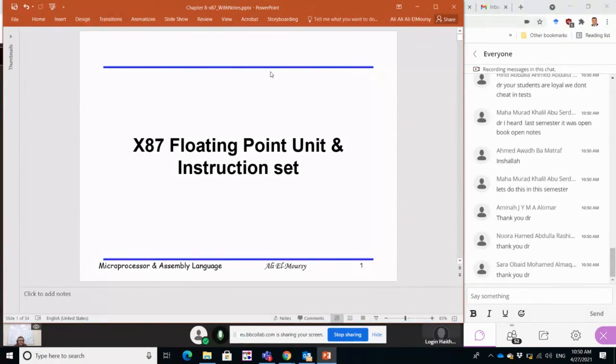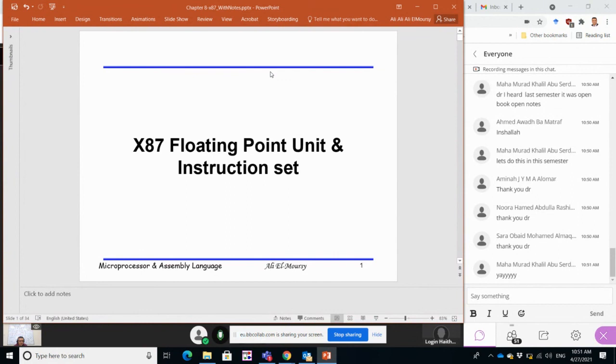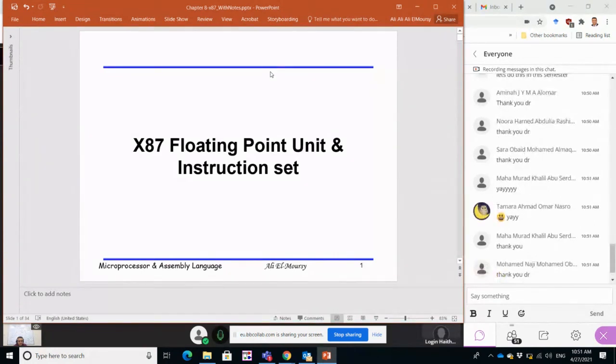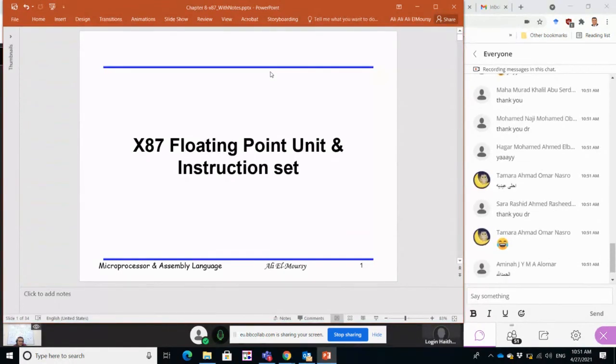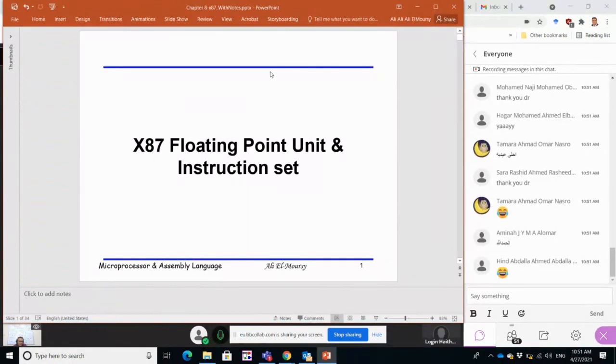Yes, the exam could definitely be open book and open notes. I believe so. That's actually what I used to do. You see? On campus you have the book with you, and everything is nice. Okay?